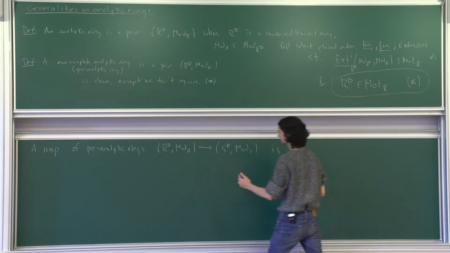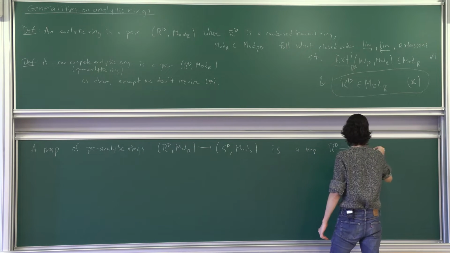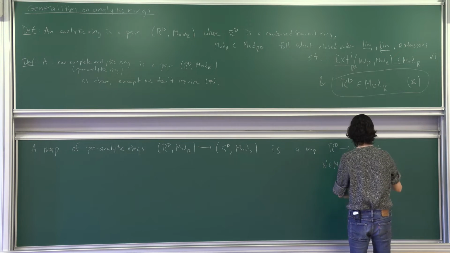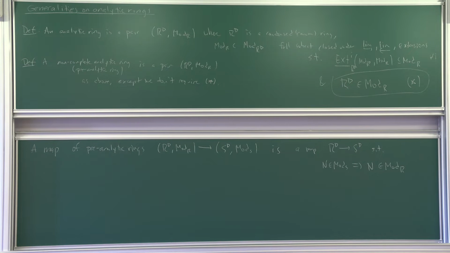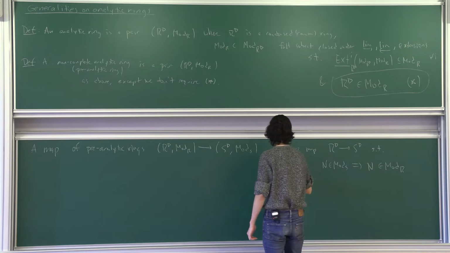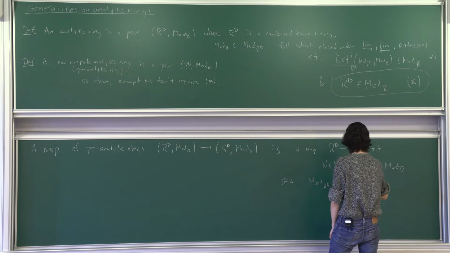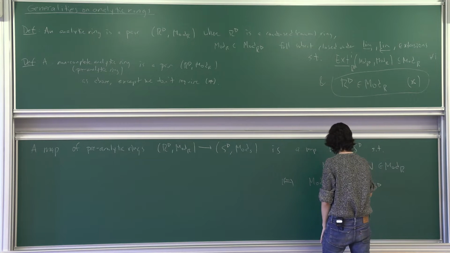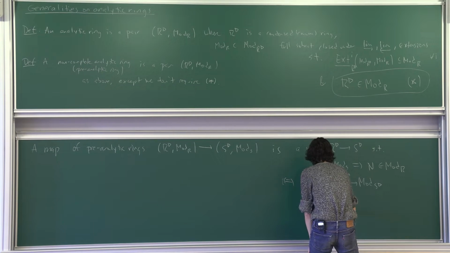Is just like for a map of analytic rings, it's a map of underlying condensed rings, such that N in mod S implies that the restriction of scalars of N, which is a priori just an R-triangle module, actually lands in mod R. This is maybe better thought of as saying that the base change functor, and then there's the completion functor, the R-completion, going to mod R.